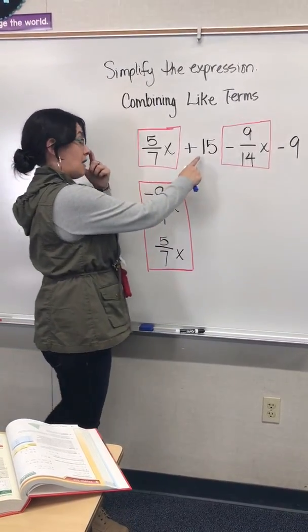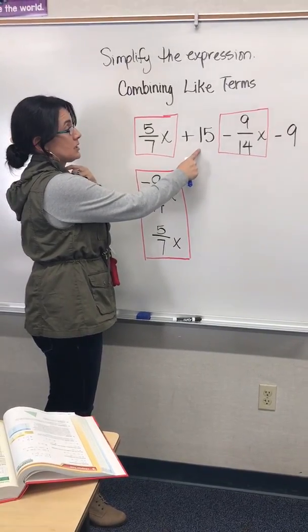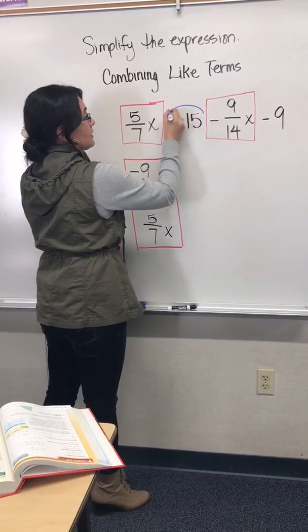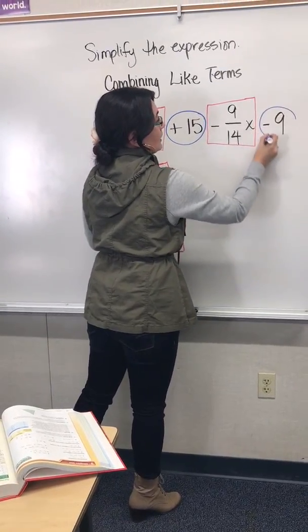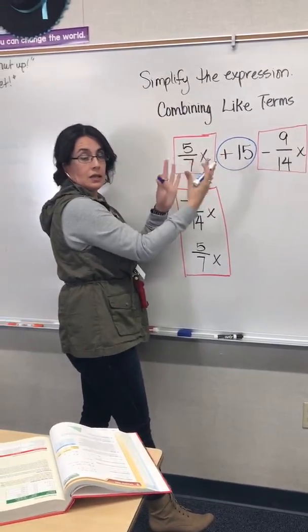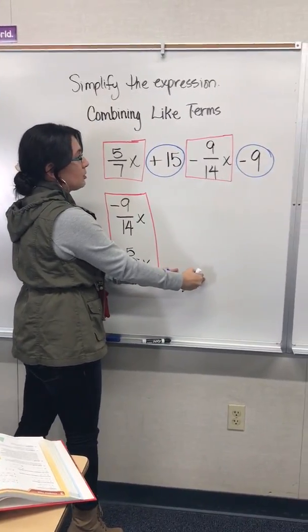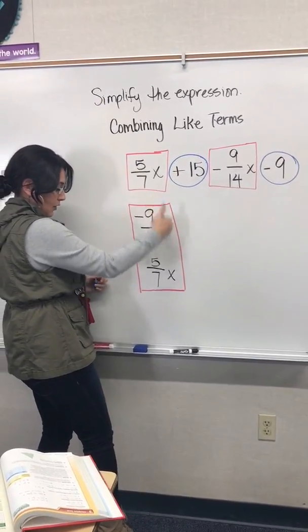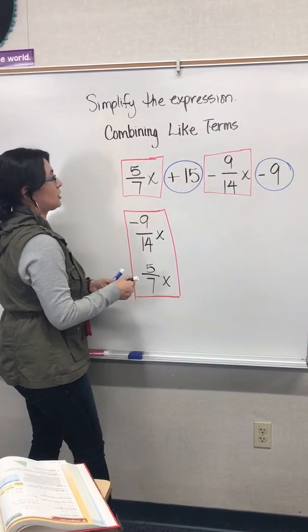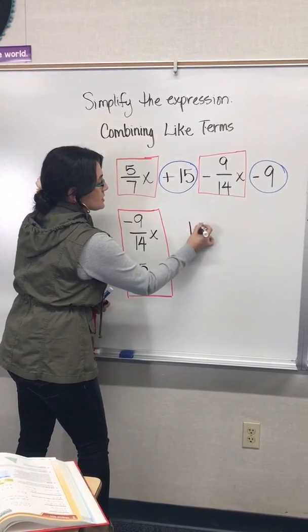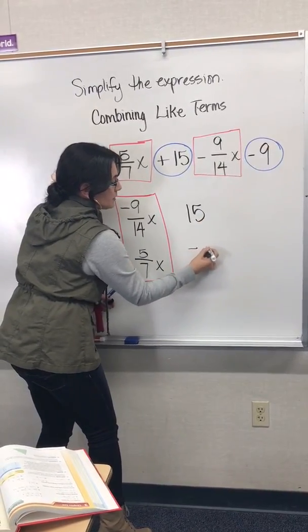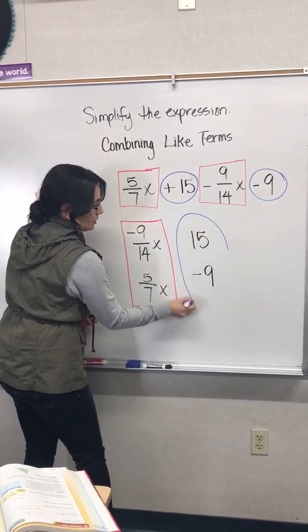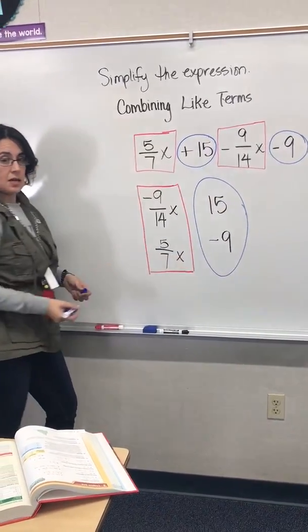Now I see that I have a constant of positive 15 and a constant of negative 9. So that means the 15 and the negative 9 need to be combined. They need to go first together. So I'm going to line them up vertically just like I did with my fractional coefficient variable terms. So I have 15, and then I'm going to line up the negative 9. And I'm going to put them together with the same color.